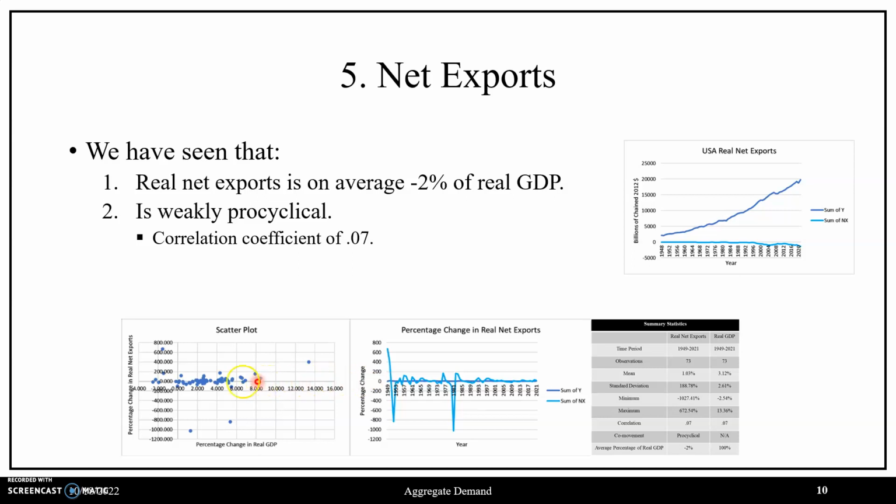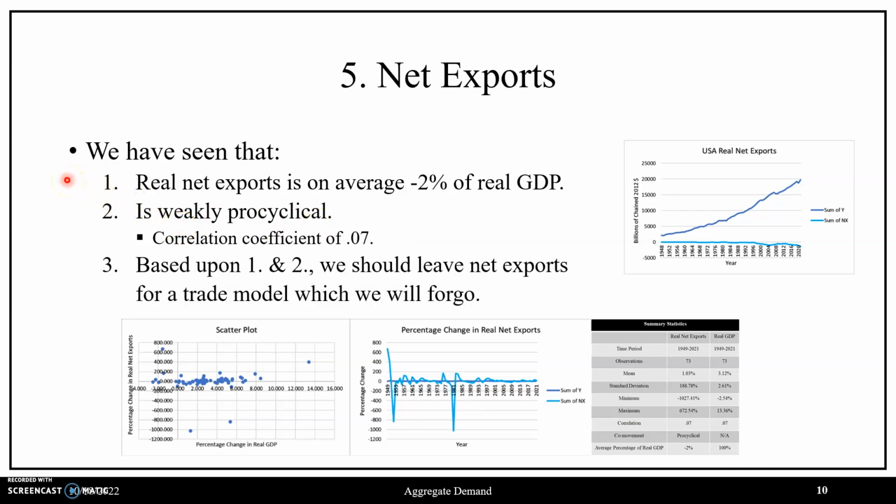We saw further evidence of this when looking at our scatter plot, in which we had a mostly horizontal cluster of points with a slight upward trend, which led us to conclude a weakly procyclical variable, in which if we were to also calculate the correlation coefficient, we would generate a positive 0.07. With the value being positive, this indicates procyclical, but with the value being closer to 0 than it is to 1, this would lead us to conclude a weakly procyclical variable. So, with real net exports being a trivial amount of real GDP and also being weakly procyclical, we will forego looking at net exports a bit more carefully.